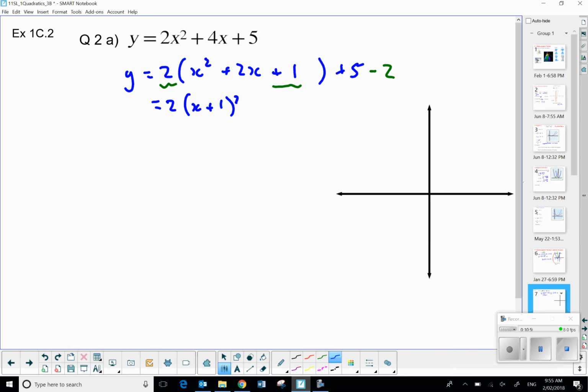Then this one, again, have a go. Pause the video and see if you can have a go at factoring that and coming up with your graph. So pause the video now and have a go at this one.